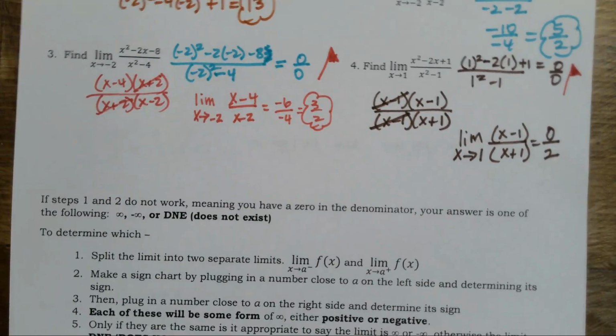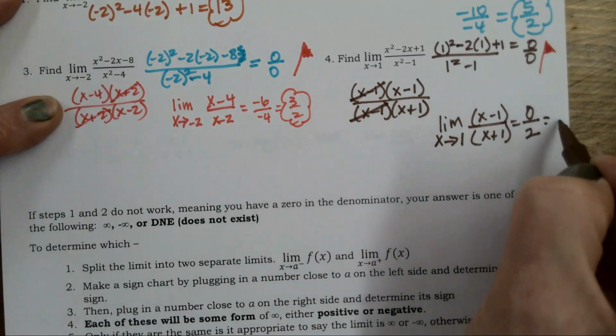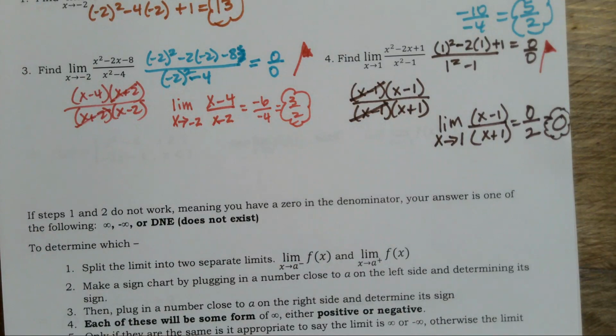Is 0 over 2 an okay answer? Yes, it's a totally fine answer. Because that is just simply 0, so my limit is 0. It's the 0 over 0 that is like, I don't know what this is. Okay? So 0 is a fine answer. We got 0, we're good to go.